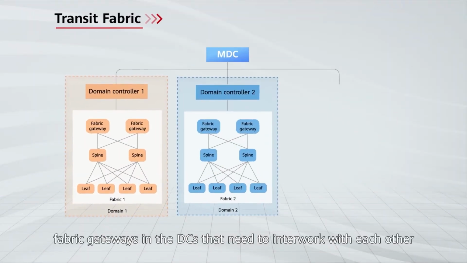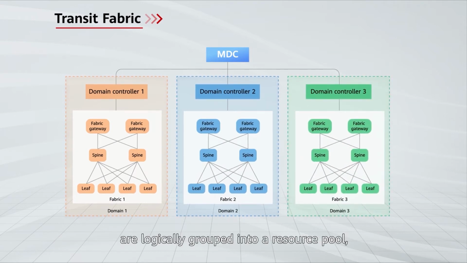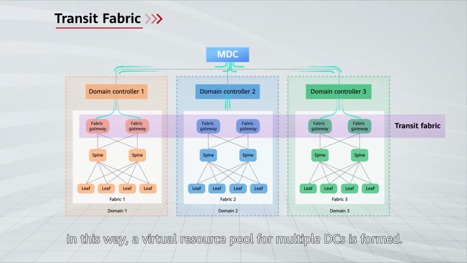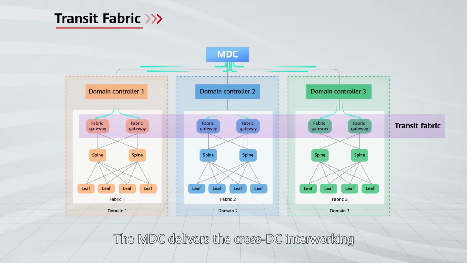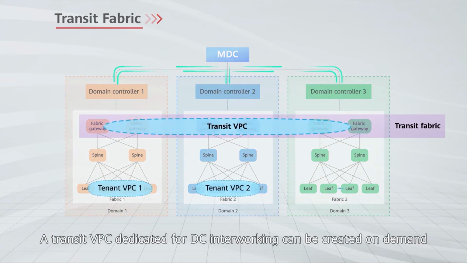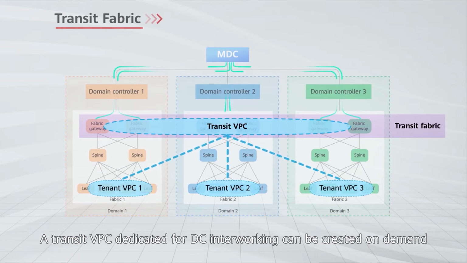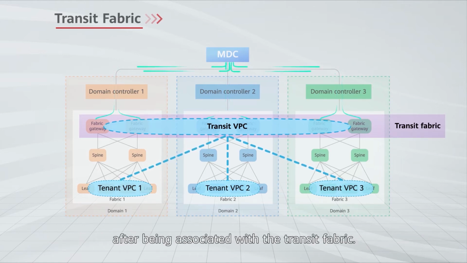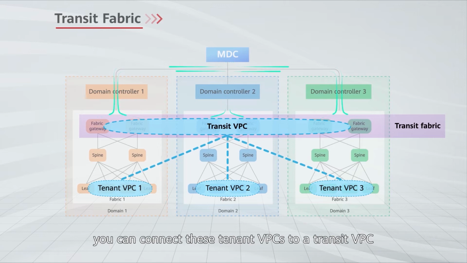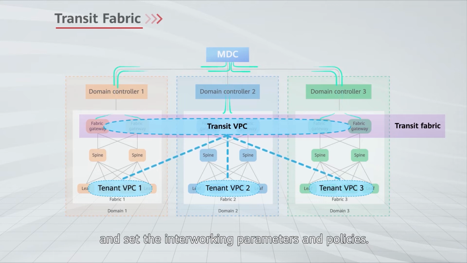In this solution, fabric gateways in the DCs that need to interwork with each other are logically grouped into a resource pool, which is called a transit fabric. In this way, a virtual resource pool for multiple DCs is formed. The MDC delivers the cross-DC interworking configuration to fabric gateways in the transit fabric. A transit VPC dedicated for DC interworking can be created on demand after being associated with the transit fabric. To implement interworking between tenant VPCs across DCs, you can connect these tenant VPCs to a transit VPC and set the interworking parameters and policies.